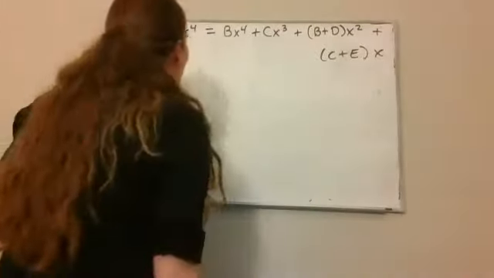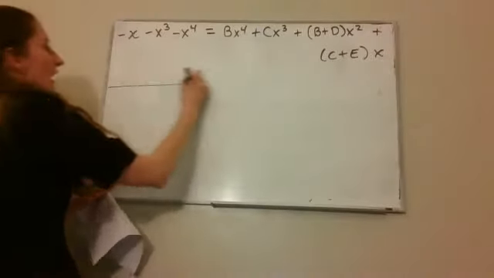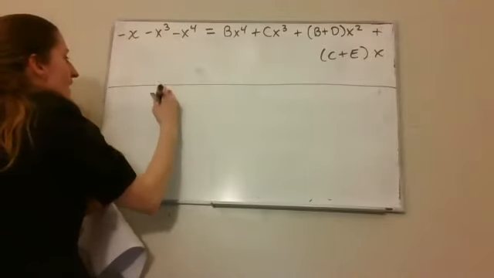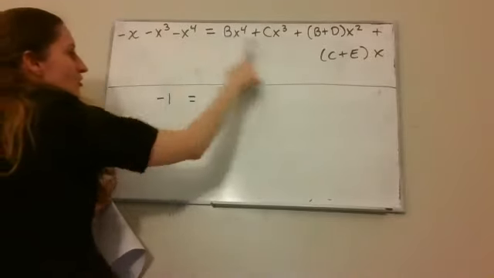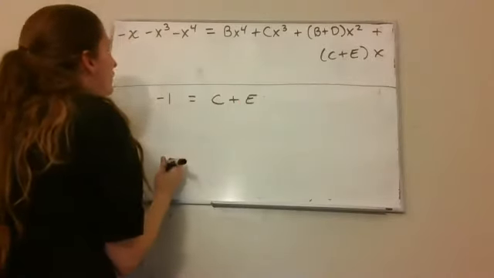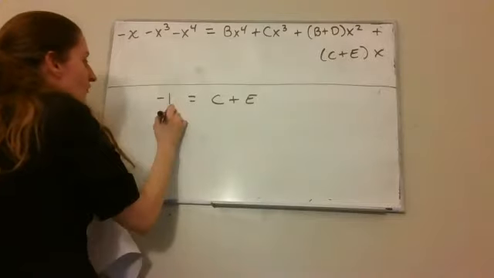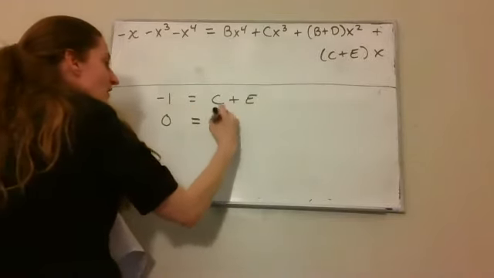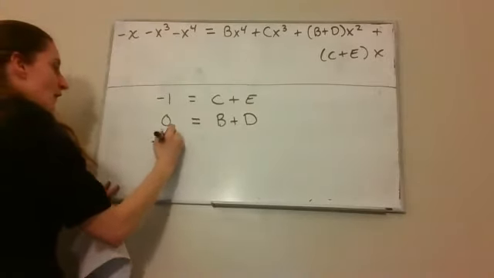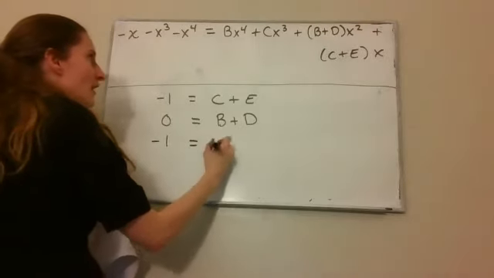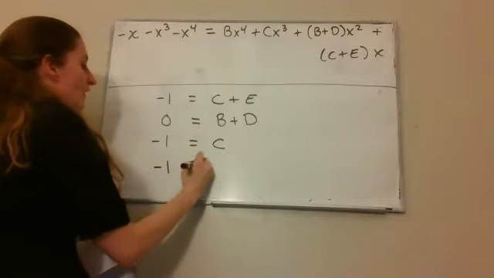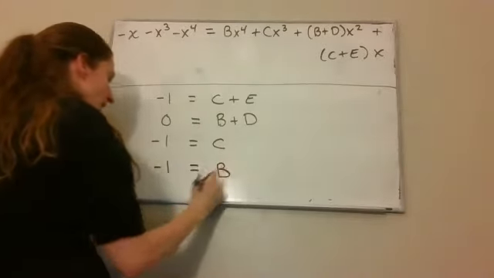Comparing both sides of this equation, I can see that my coefficient of the x on the left side is -1. My coefficient of x on the right side is c plus e. My coefficient of x squared on the left is 0, and on the right, it's b plus d. Coefficient for x to the third on the left is -1, and on the right, it's c. Coefficient of x to the fourth on the left is -1, on the right, it's b.